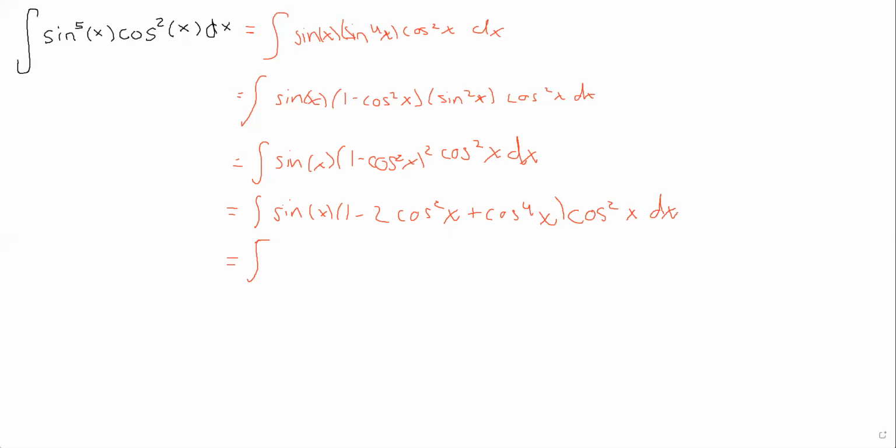So now we can break it up into three different integrals. We want to not only multiply the sine by everything in the parentheses, but also this cosine squared. So make sure you multiply all three of the things by sine and cosine squared.